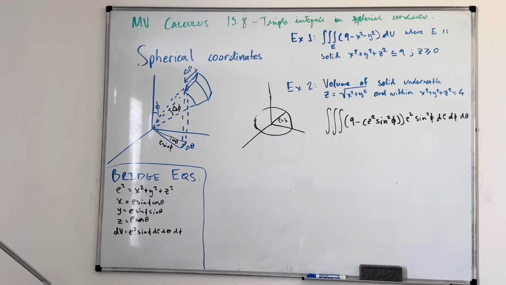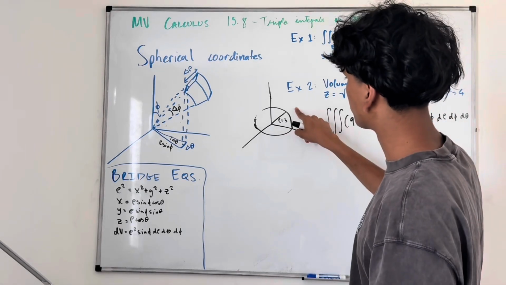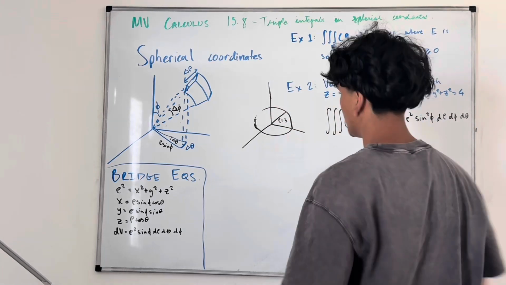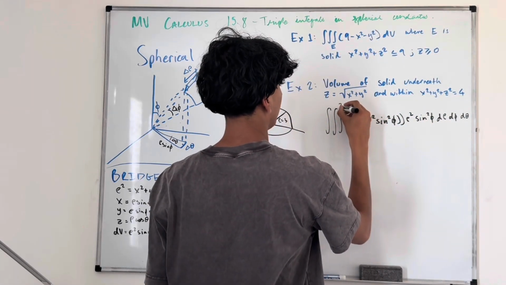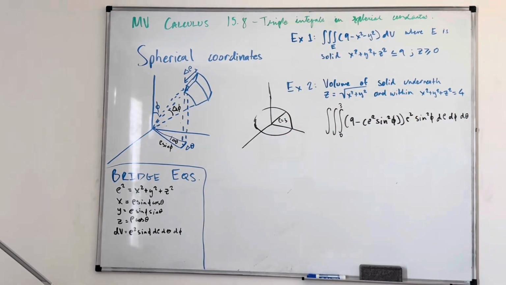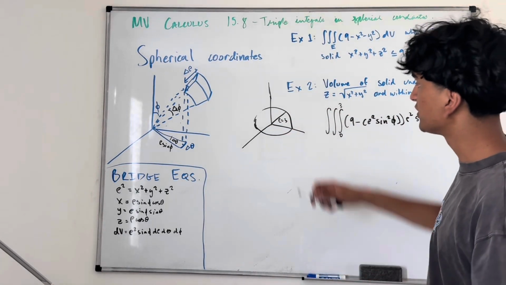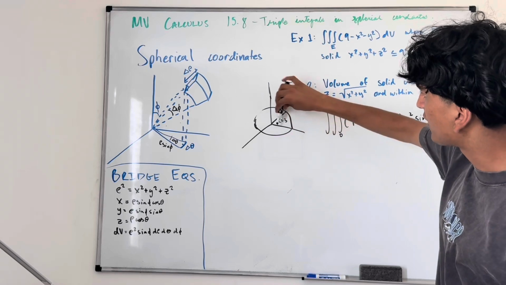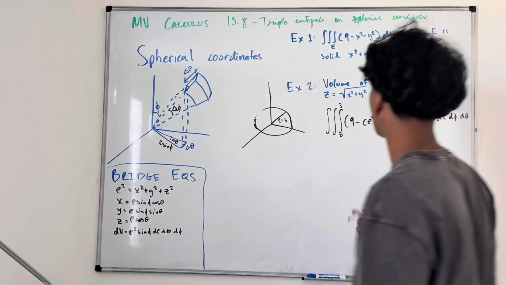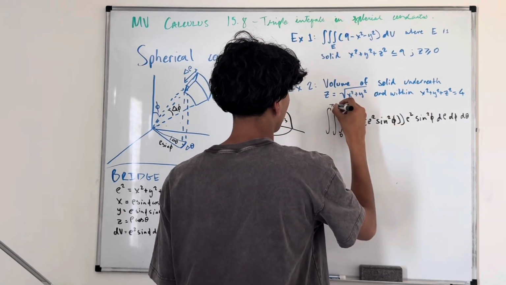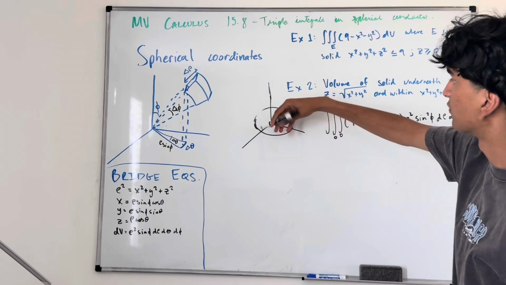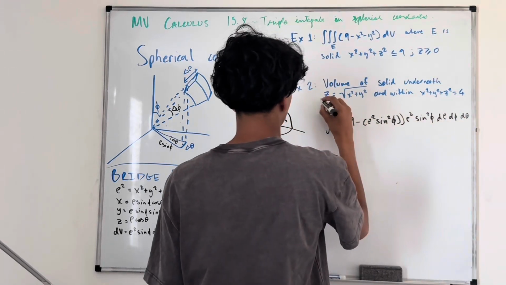What are our bounds? We're going to be integrating from rho equals 0 to rho equals 3, everything that's within the sphere. Now let's think about phi. The hemisphere only goes as far as phi equals pi over 2, starting from phi equals 0. And then for theta, the x-axis angle, we're doing a full revolution, so that would be 0 to 2 pi.